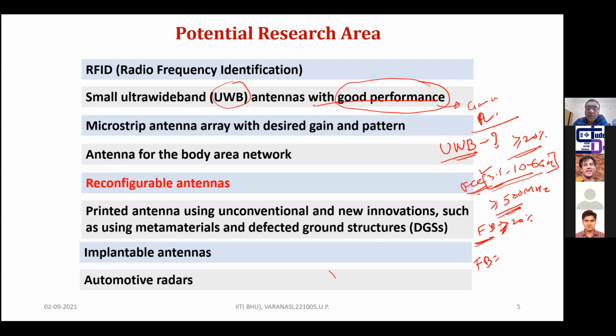It's the difference between the lower and higher cutoff frequencies, at 10 dB return loss, divided by the center frequency of the antenna. You are talking about that one, right? Yes. Okay.